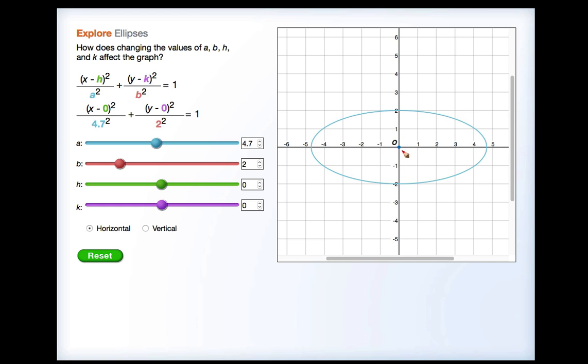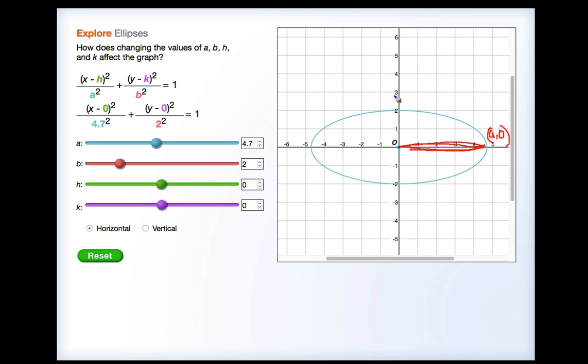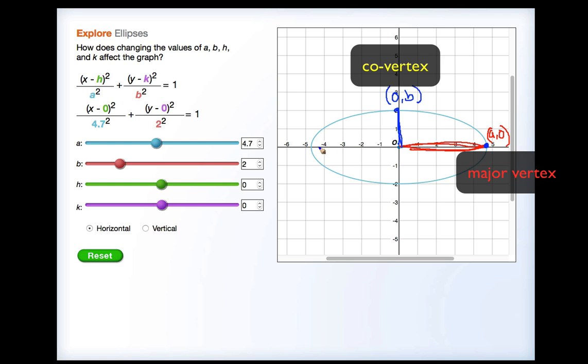So this long side here, the major axis, I'm highlighting it in red. This point would be (a, 0). And then this point over here, which I'll highlight in blue, would be (0, b). And that's this one right here. The end points of each of these are your vertices. So these are your vertices along the major axis, and these are your co-vertices on the minor axis.